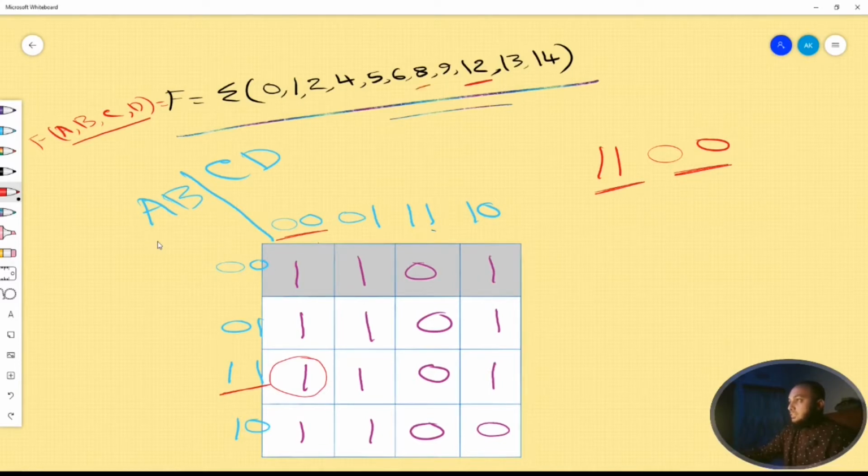Similarly for 8 we can write 1 0 0 0. So the first 2 inputs will be 1 0 and the second 2 inputs will be 0 0. So 8 is in the first column, fourth row, which is this box. So here we will put 1. So in this way we can put ones and zeros in the K-map table. Okay, let me clean this up.